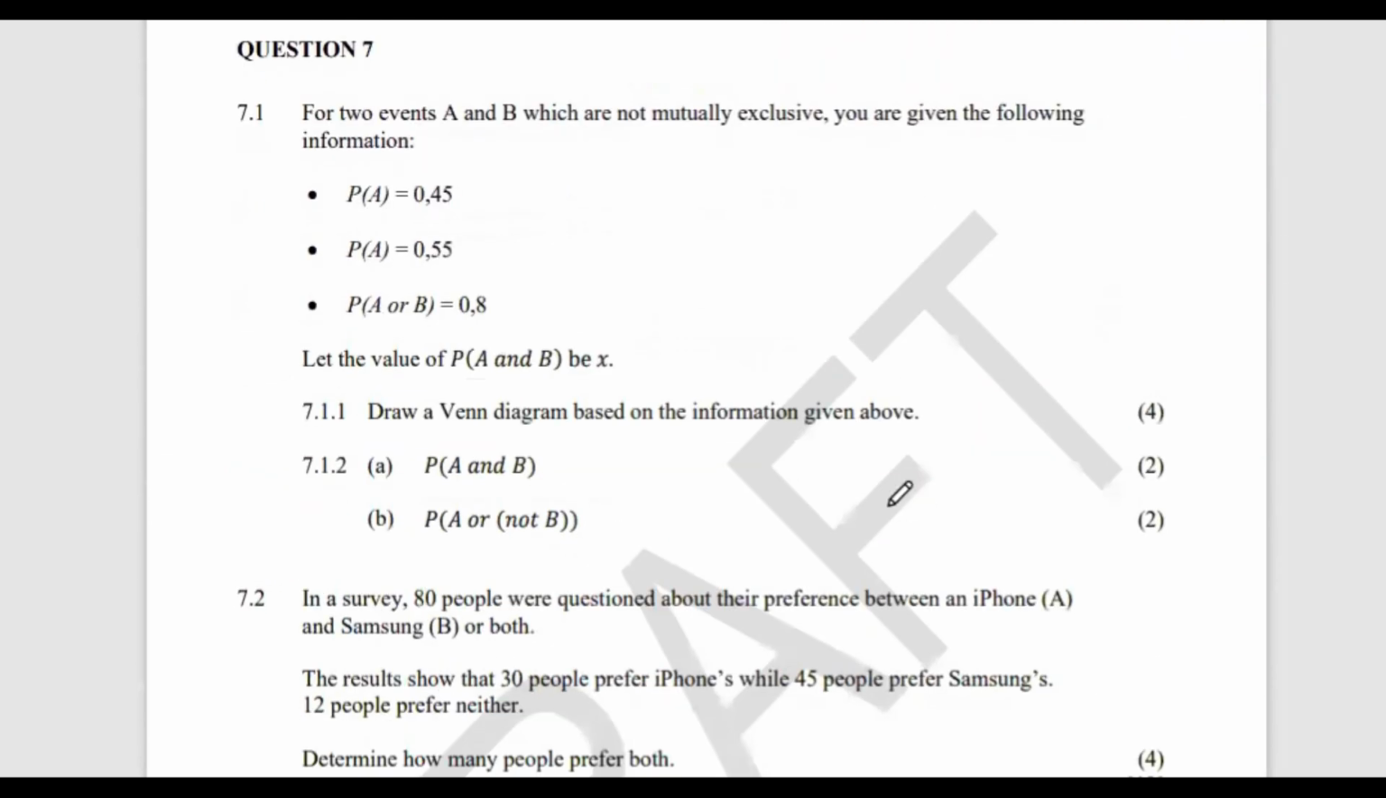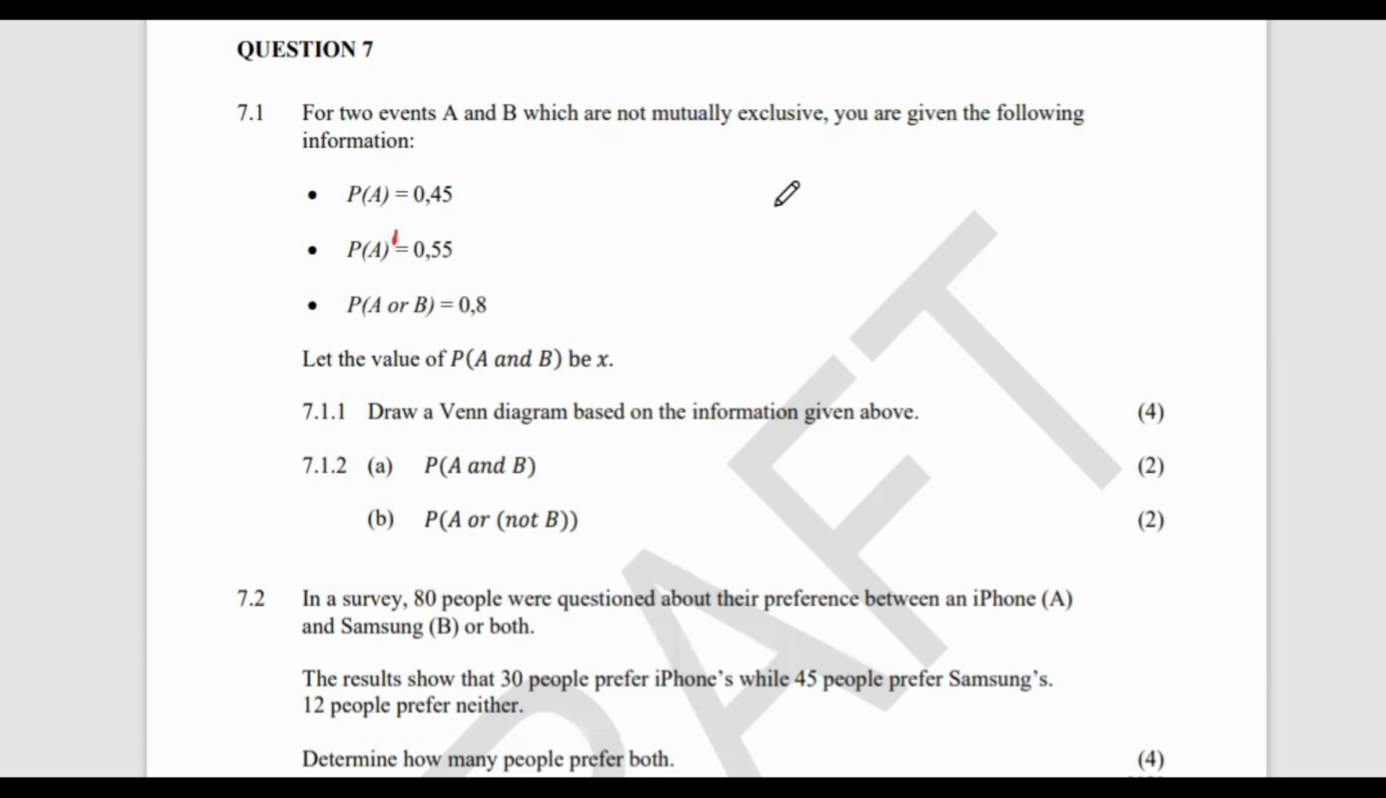Question 7, which is probability, 2 events A and B, which are not mutually exclusive. You're given the following information. So mutually exclusive, we say events cannot happen together, but these ones can happen. That's why they said they are not. Okay, probability of A is 0.45, probability of B is 0.55. Probability of A or B is 0.8. Let the probability of A and B be X. Draw a Venn diagram for the above.